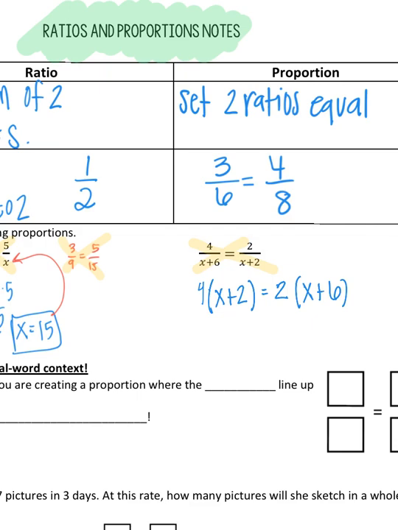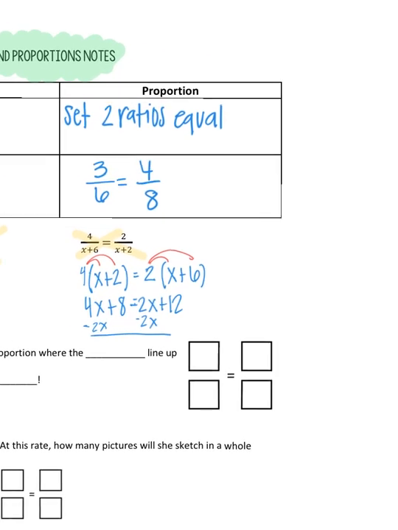I would do the same thing on your notes to remind yourself that this 4 is multiplying with both the x and the 2, as well as the 2 multiplying with both the x and the 6. Go ahead and multiply that out. And continue solving. I'm going to have to zoom out a little bit. I ran out of room.